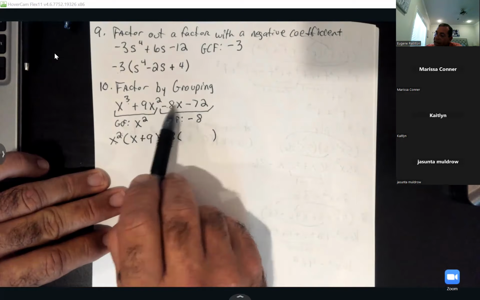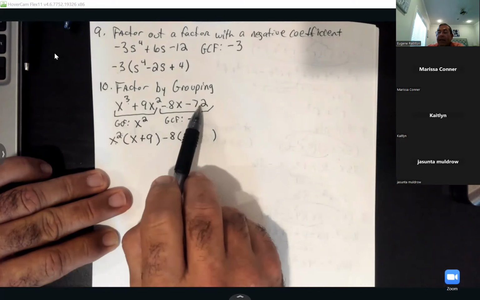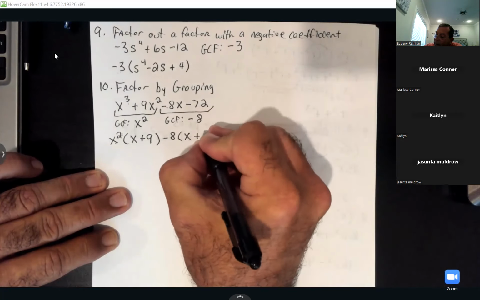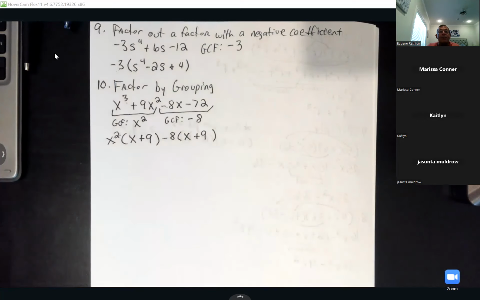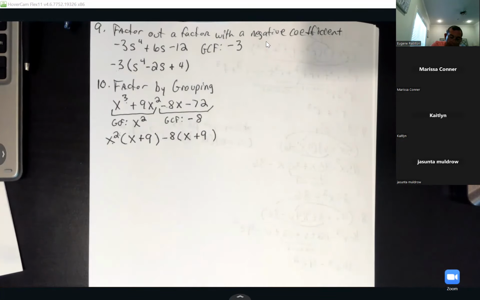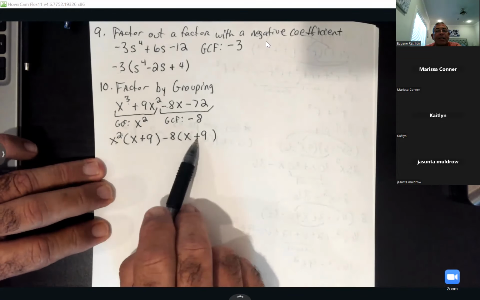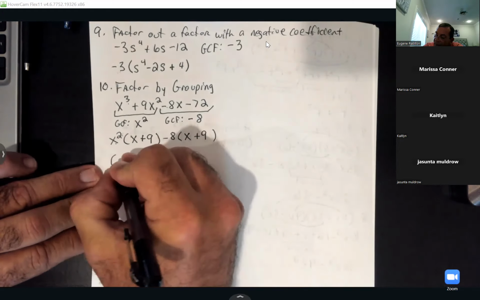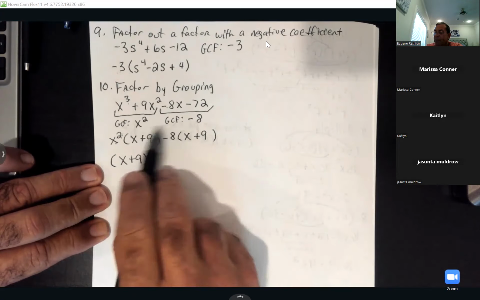So let's see over here, negative 8x. If you divide by the negative 8, you end up with a 1x. And if you take that negative 72, divide by that negative 8, you end up with a positive 9. So notice, both my parentheses have an x plus 9 in them. So we treat the x plus 9 like it's a GCF of these two terms. So we're going to factor out, remember to factor out that GCF of the x plus 9 from both of those.